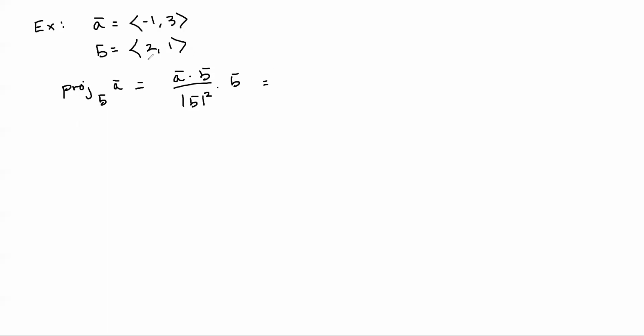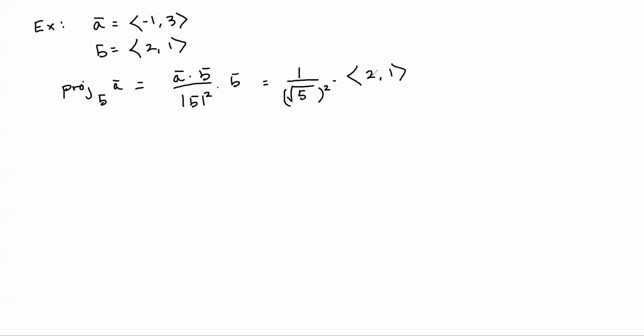So the dot product, you multiply, and then add. So we're going to get -2 and 3, and then add. -2 plus 3 is 1. And then we have the length of B squared. So that's going to be the square root of, we want to square the components and add them. So 2 squared is 4, 1 squared is 1, 4 plus 1 is 5. So we're going to get the square root of 5, squared. And then B here, to finish the calculation, you just want to write B. So it's going to be times 2, 1.